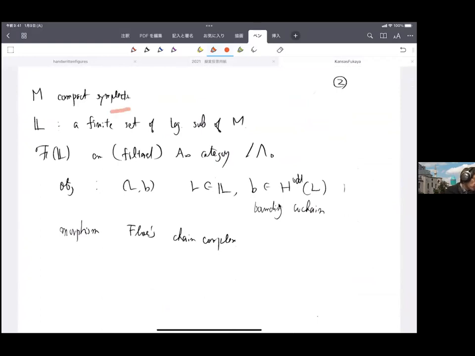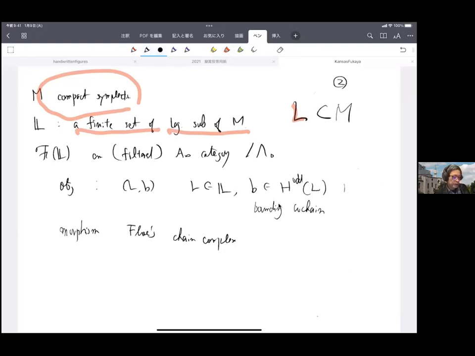So let me consider a compact symplectic manifold M, and we take a finite set of Lagrangian submanifolds. Each Lagrangian submanifold L of M has half the dimension of M, and the symplectic form vanishes on L. Then there is a category, which I want to call the filtered A-infinity category. Its object is a pair of a Lagrangian submanifold L and b, that is called a bounding cochain.